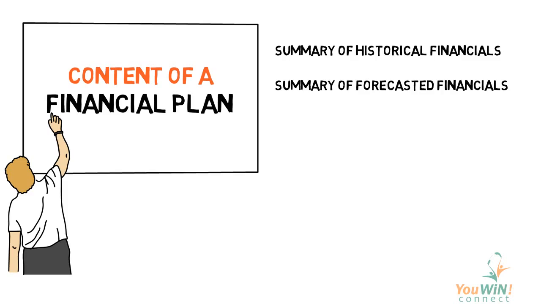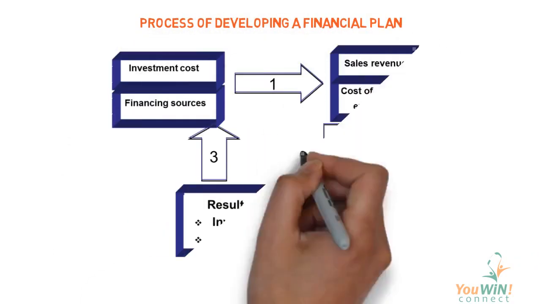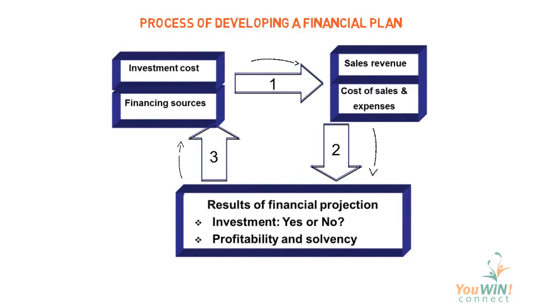The next thing to have in the financial plan are all the detailed calculations. However, this is not presented as part of the business plan. It's attached as appendices at the back of the business plan so that we do not bore our readers. Now let's look at the process of developing a financial plan. Financial projections can be related to a cycle. It indeed actually is a cycle.